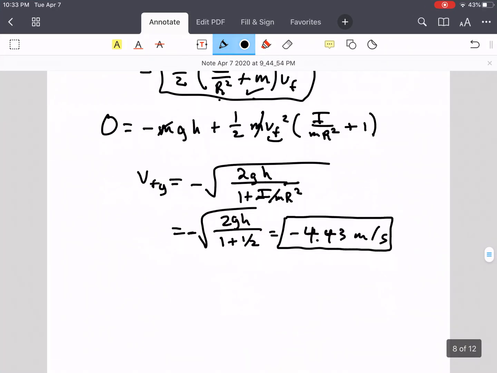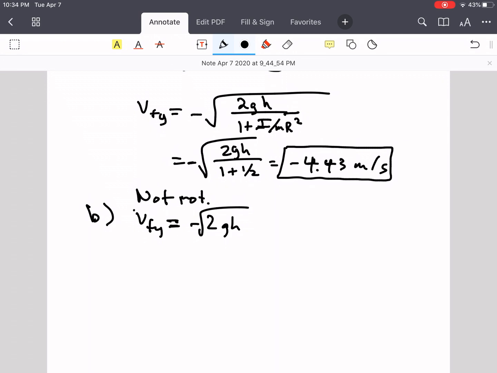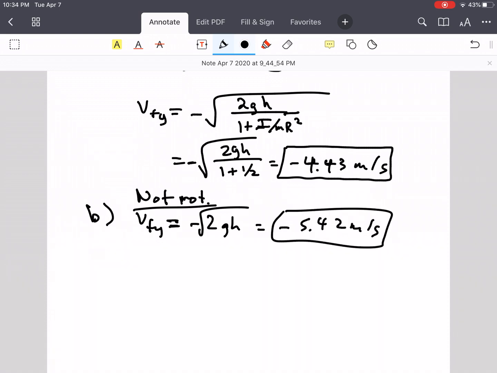If we want to see this mathematically, it's pretty straightforward. Of course, I just solve the problem. So if I simply solve the problem for a non-rotating yo-yo, that we know is just v final y is equal to negative root 2gh. So if it's not rotating, it's the usual thing. V is negative root 2gh, which is negative 5.42 meters per second. So indeed, it's moving faster because less of that energy is going into causing rotations.